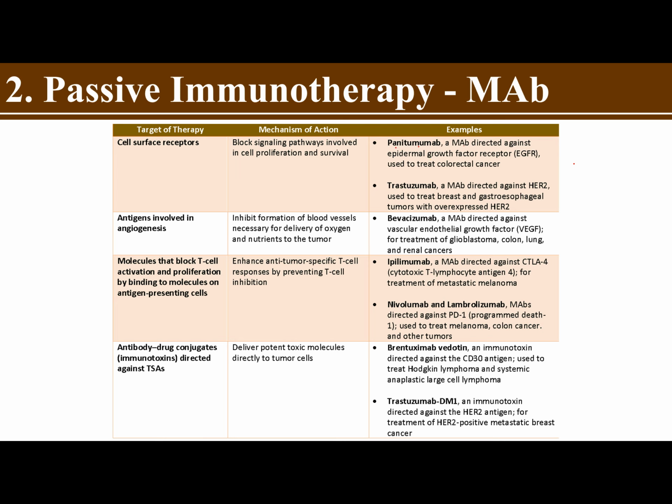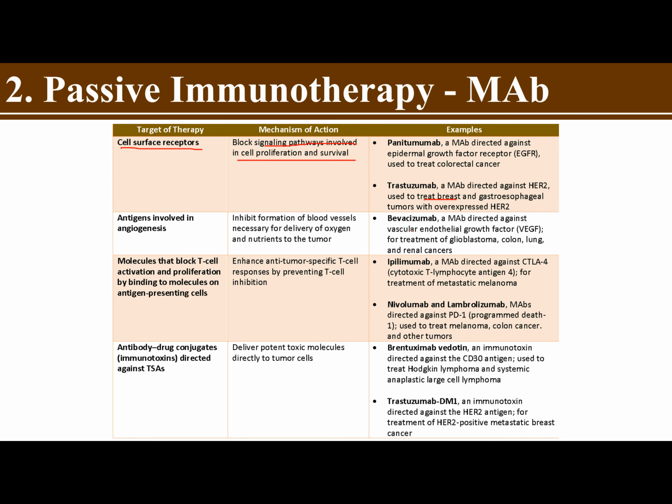And we also have your panitumumab. This is a monoclonal antibody directed against the epidermal growth factor receptor, used to treat colorectal cancer. Then we also have your trastuzumab, a monoclonal antibody directed against HER2, used to treat breast and gastroesophageal tumor with overexpressed HER2. So both of these monoclonal antibody class would target cell surface receptor. They block the signaling pathways involved in cell proliferation and survival.